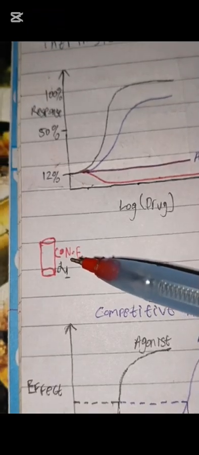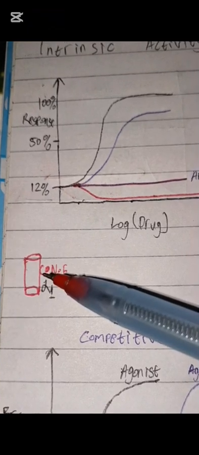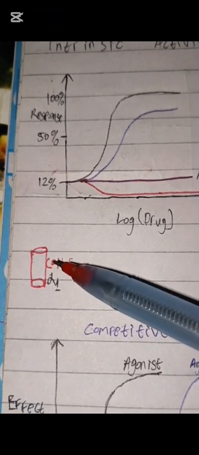For example, in your blood vessel, you have an alpha receptor. An agonist binds to this receptor and causes an effect. Let's say norepinephrine. It binds the alpha receptor and causes the blood vessel to vasoconstrict.